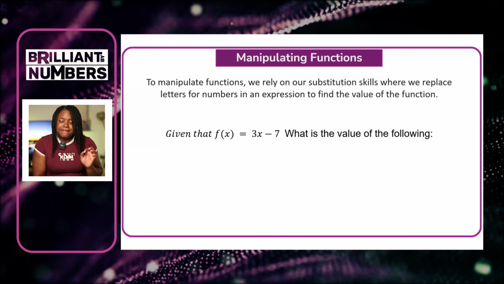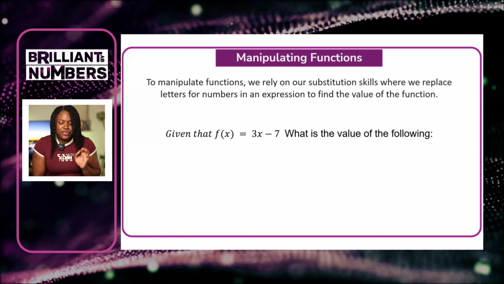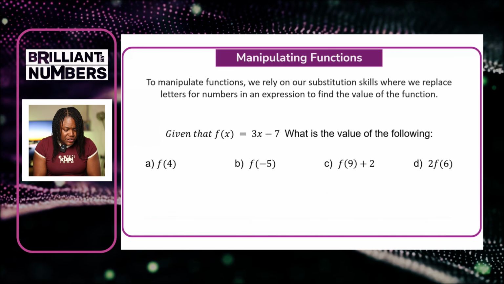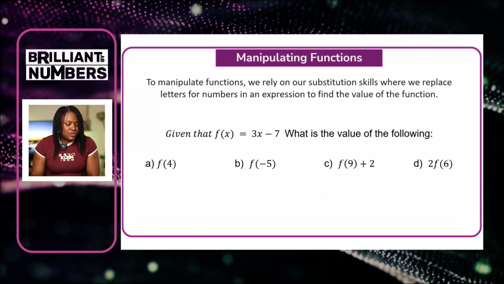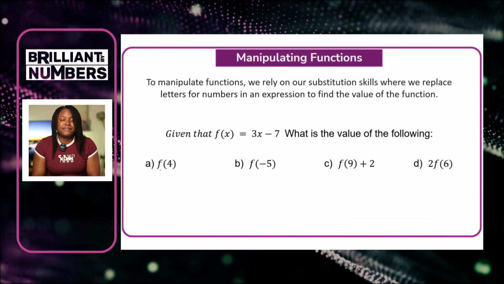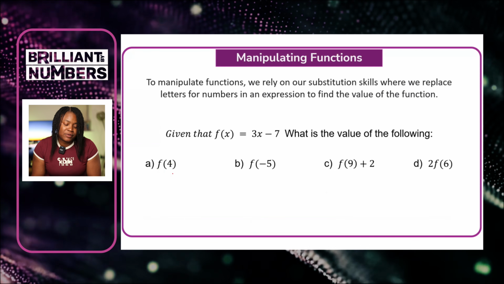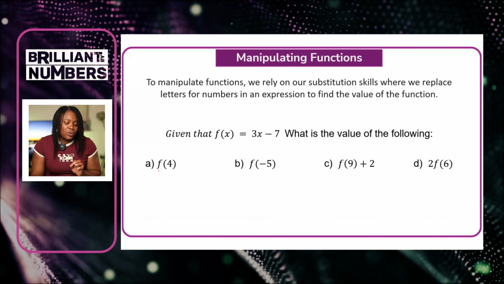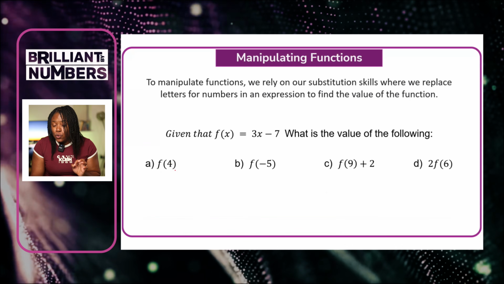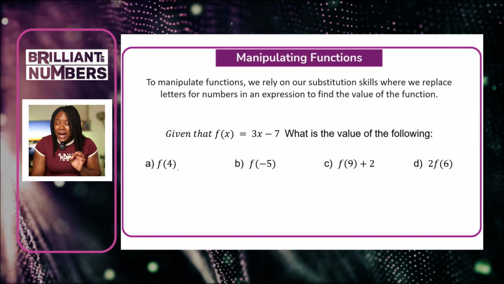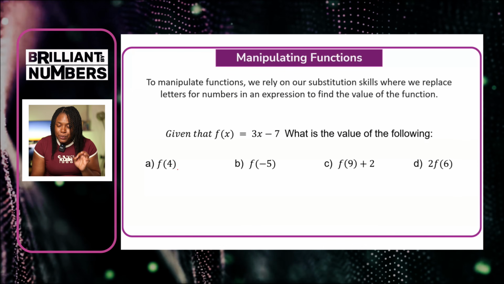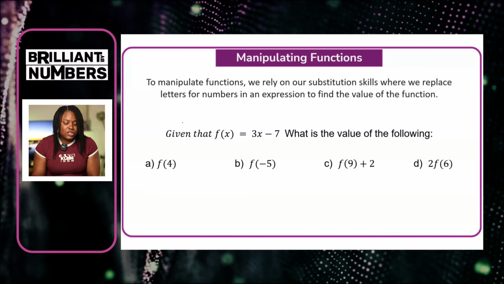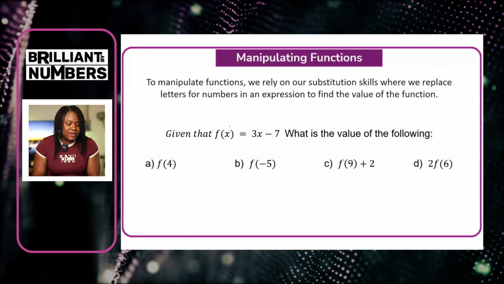In this example, we're given that f(x) is equal to 3x minus 7. What is the value of the following? Part A asks us to find f of 4. Remember, we read f of x. Now that x is replaced by 4, we are asked to find f of 4. What this simply means is that where x is in our function, we should replace that x with 4. First of all, I'm going to rewrite the function here.